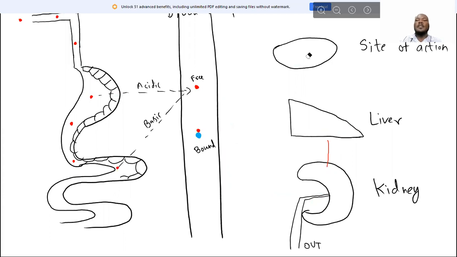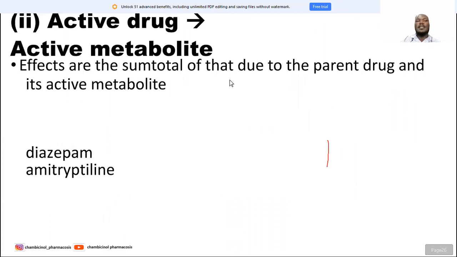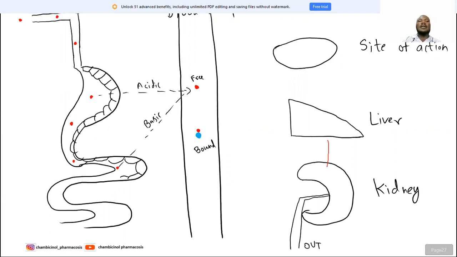From there, after the active drug is converted into the inactive form, we have another pathway where the active drug is converted into an active metabolite. It means the drug was active, and once it is biotransformed, it is still active. Very few drugs have this property, including diazepam and amitriptyline.